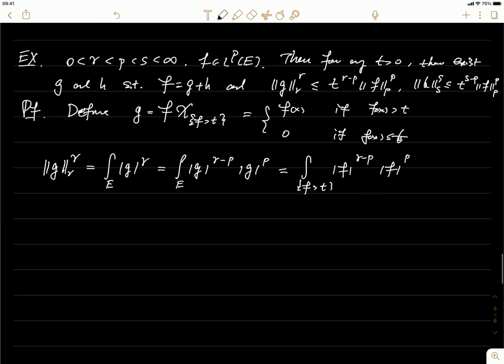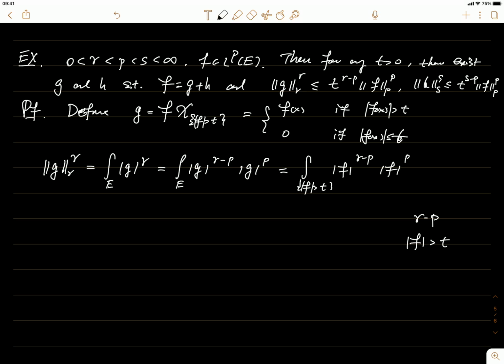Okay, and I know that F is greater than T, and this R minus P is negative. So I know this is a negative number, and F is greater than T, so let me use absolute value instead. So it's absolute value of F, absolute value of F. Okay, absolute value of F is bigger than T.